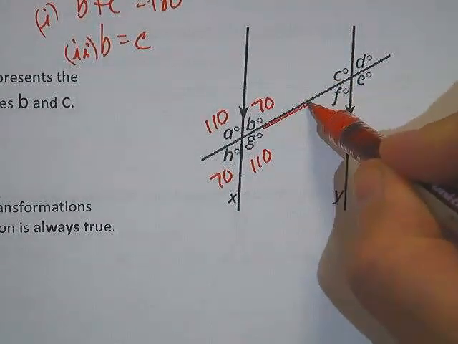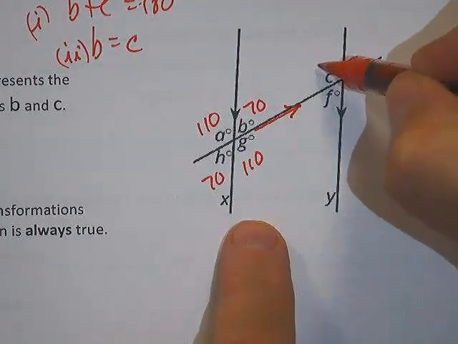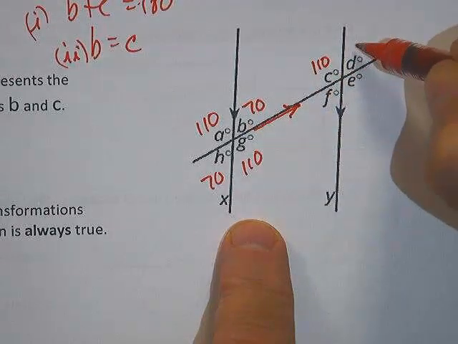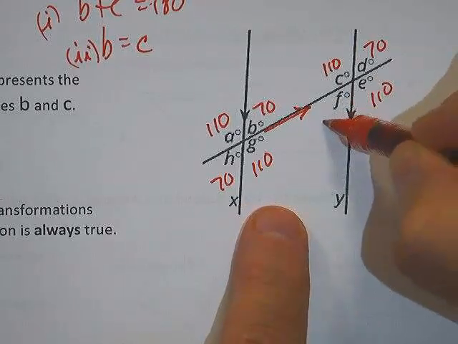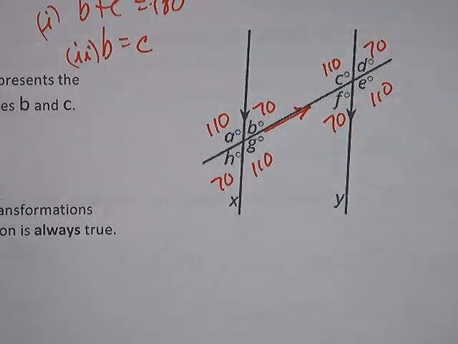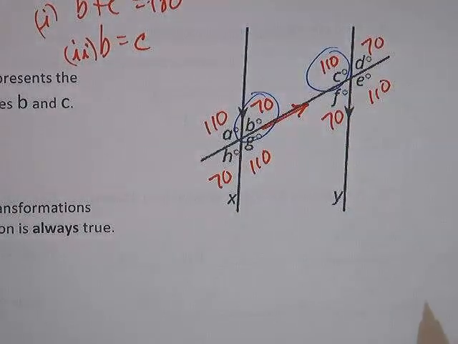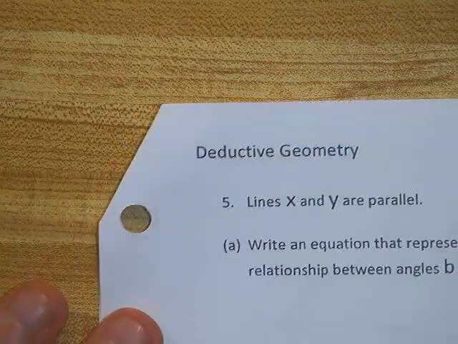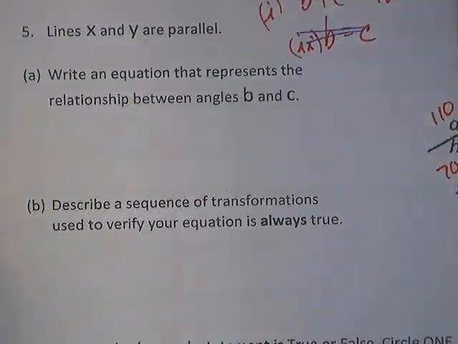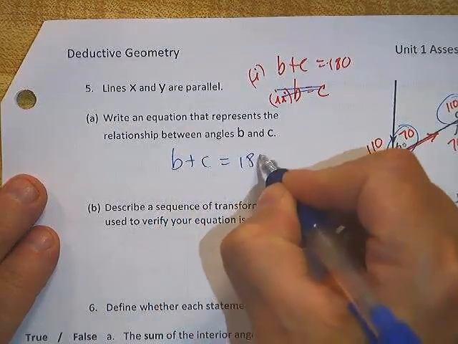Then you could translate these angles up, which means that angle A would fall on top of C, angle B would fall on D, angle G would fall on E, and angle H would fall on F. So the question they're asking is, what is the relationship between these two angles, B and C? You can clearly see they are not equal to each other, but they actually add up to 180. So the answer to this problem is that the two angles have a sum of 180.